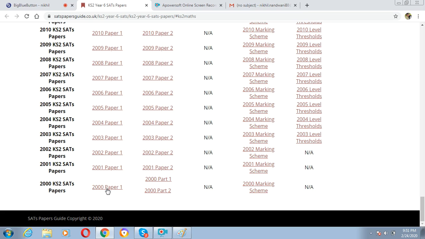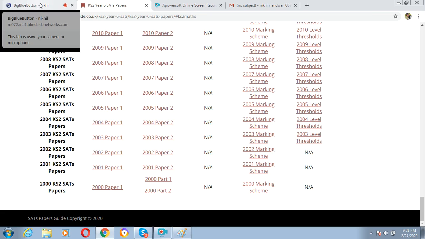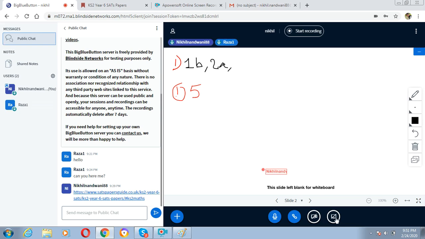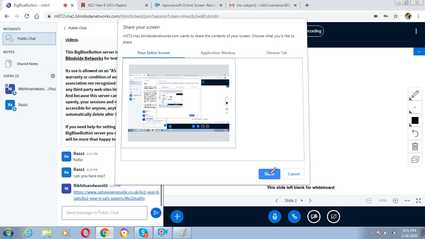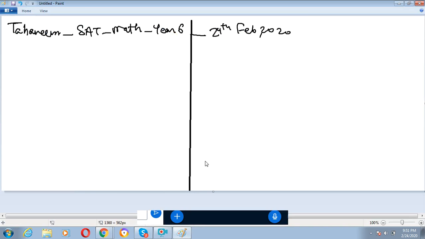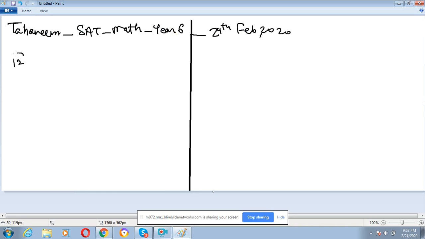Leon and Sarah each started with different numbers. I added 5 to my number. I subtracted 8 from my number. Both get the same answer. Okay. Can you see the screen? Yeah.